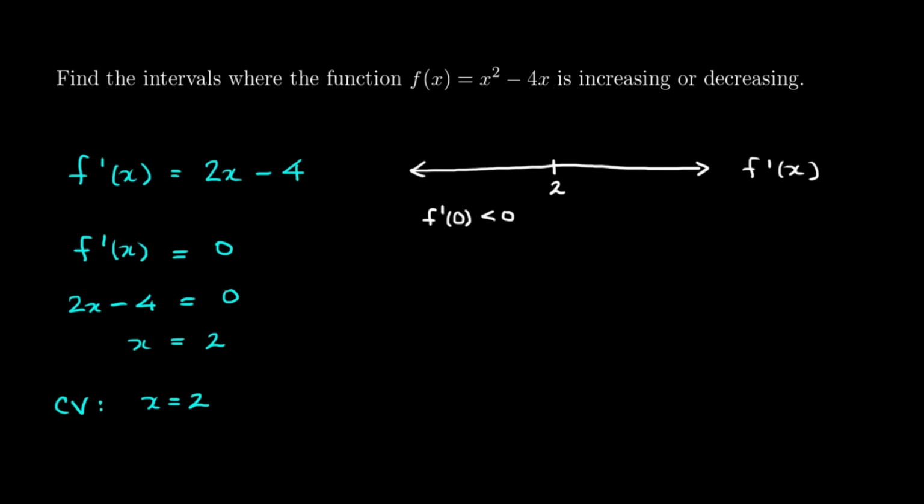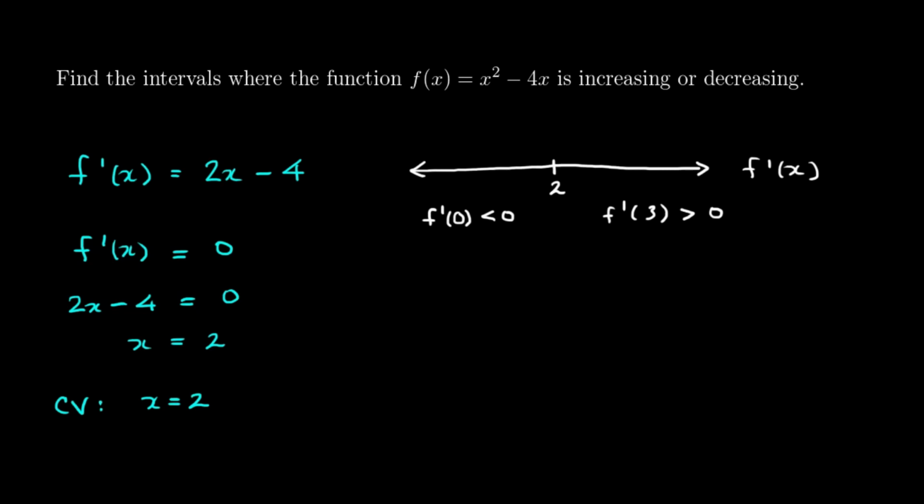And on the right hand side of our critical value of 2, we'll test something in our first derivative, and the number 3 works as well as any. When we put 3 in our first derivative, we'll get 6 minus 4, which of course is going to be a positive 2. So our first derivative is positive to the right of 2, negative to the left of 2.